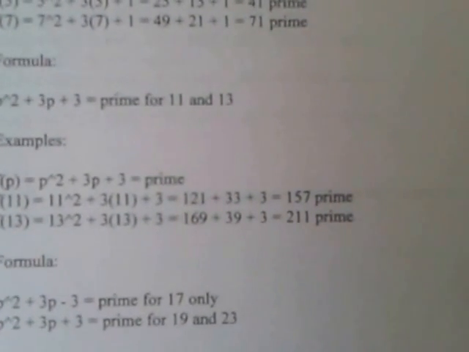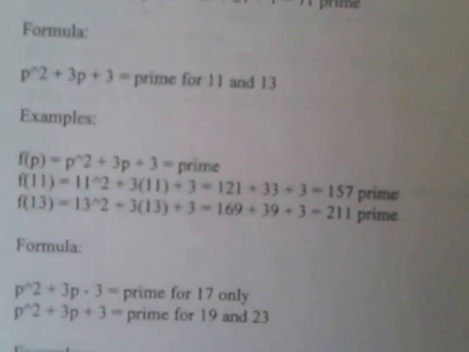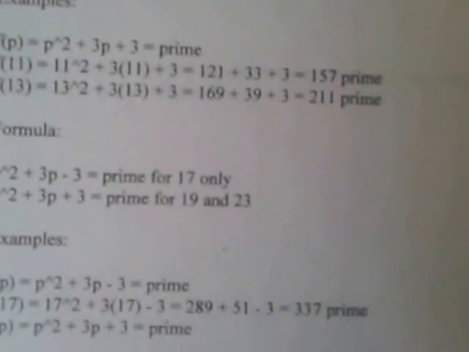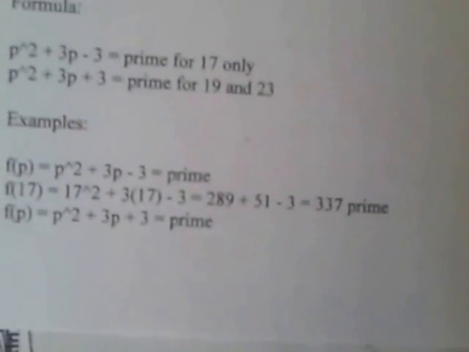So 169 plus 39 plus 3 equals 211, prime. Then you go to 17 and 19, and the formula changes as well. One becomes a minus 3, another becomes a plus 3. So you have to kind of manipulate the formulas as you go along.